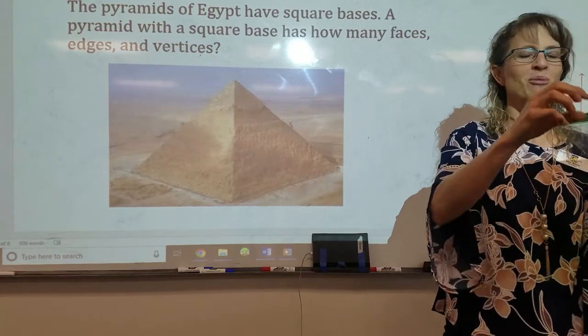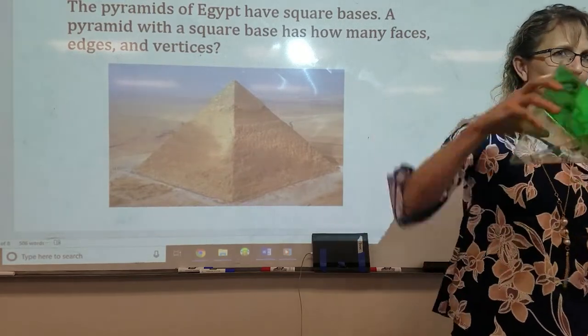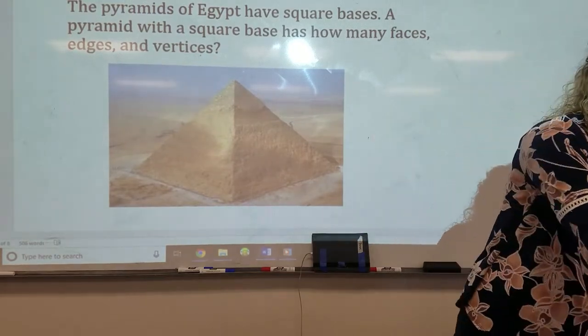Because in another experiment, we're going to fill them with water and pour them into other shapes to see how their volumes compare. Good question.